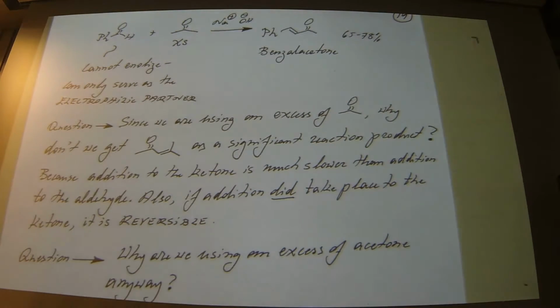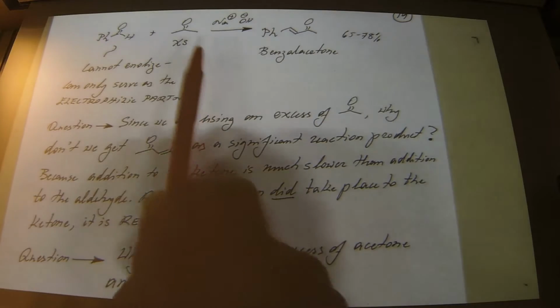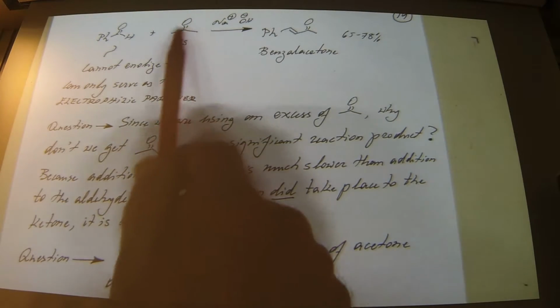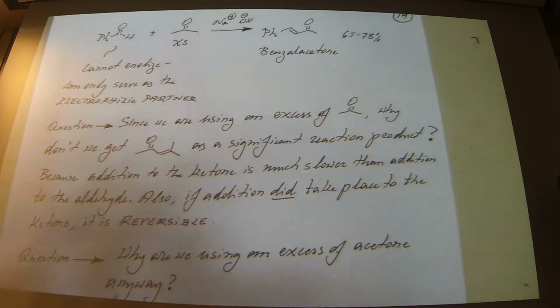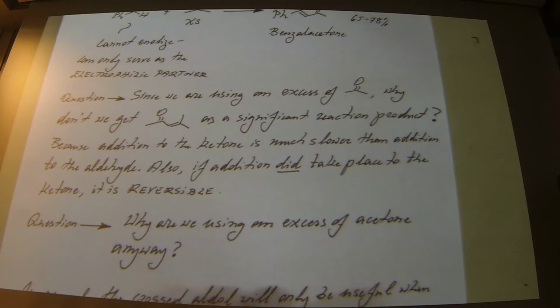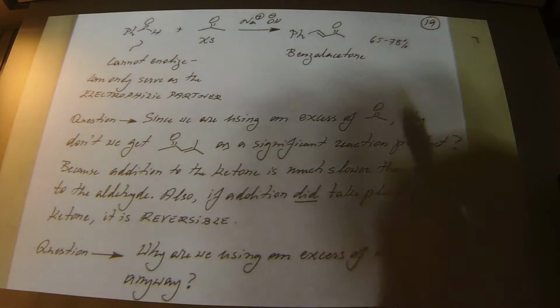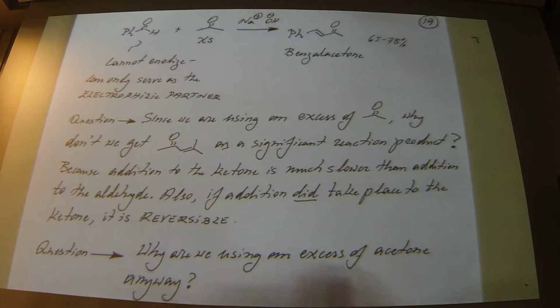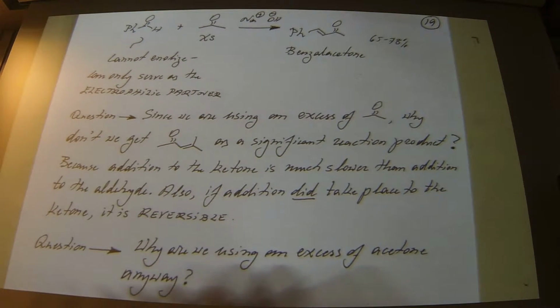Also, if you ever did get the alkyl addition product for the acetone, that is reversible, and so that's never going to be an issue. Now the question is, why did we use an excess of acetone in the first place? If this is your target, you need to use an excess of acetone. Why? Think.